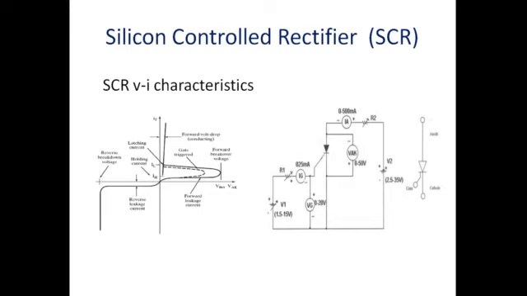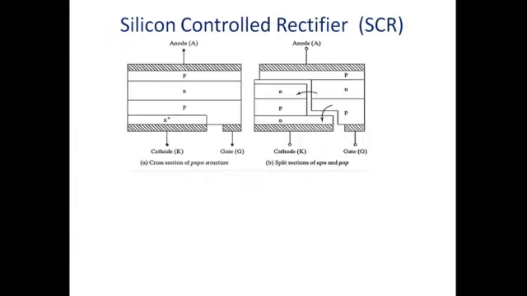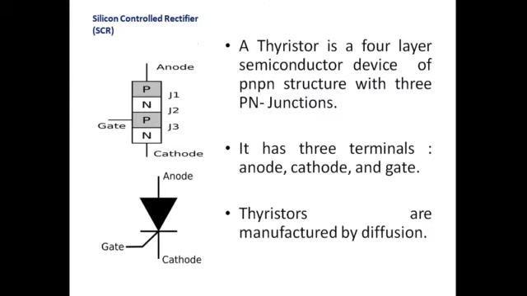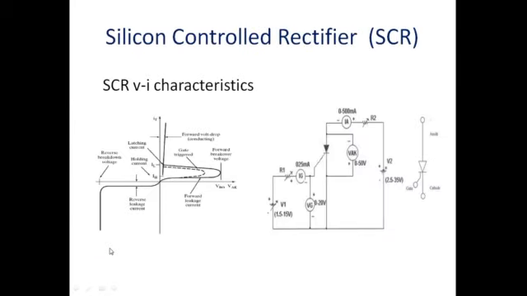First of all, we should study the characteristics of the device. To study the characteristics, we need to do an experiment called the VI characteristics of SCR. As I told earlier, from here onwards keep in mind, this is the symbol of SCR: anode, cathode and gate.